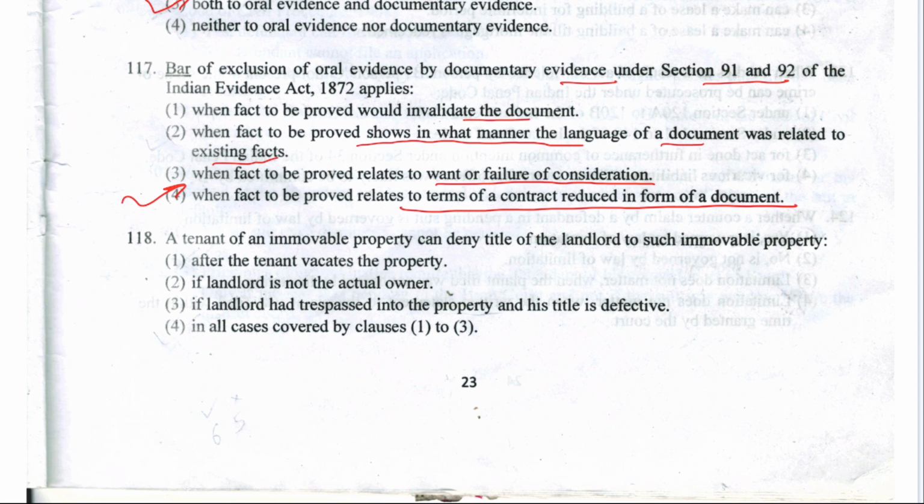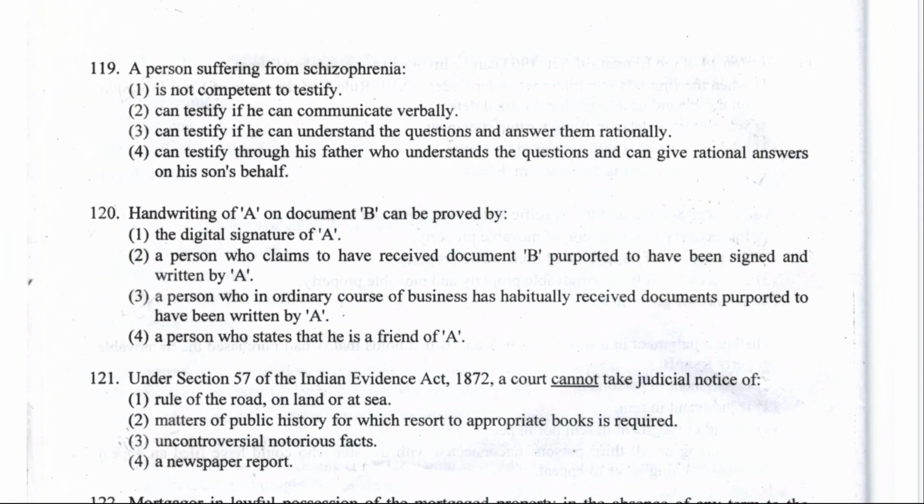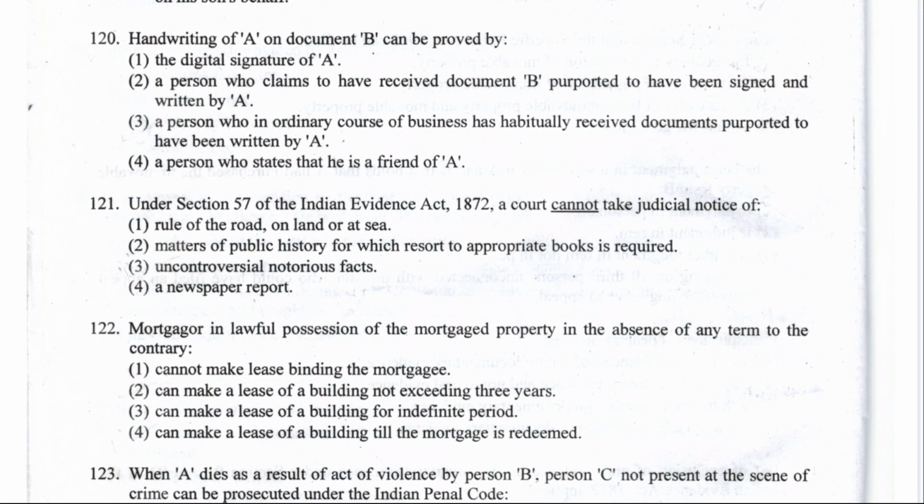Next, 118. A tenant of an immovable property can deny title of landlord to such immovable property only when tenancy is expired, मतलब not during the tenancy, he cannot deny the title, and it is mentioned in section 116 of Indian Evidence Act. Next is 119, a person suffering from schizophrenia, is competent to testify when he can communicate verbally, can understand question and answer them rationally. So 3 would be the answer. Through his father, no. Next is 120, handwriting of A on document B can be proved by the digital signature of A. A person who claimed to receive document B purport to have been signed and written by A.